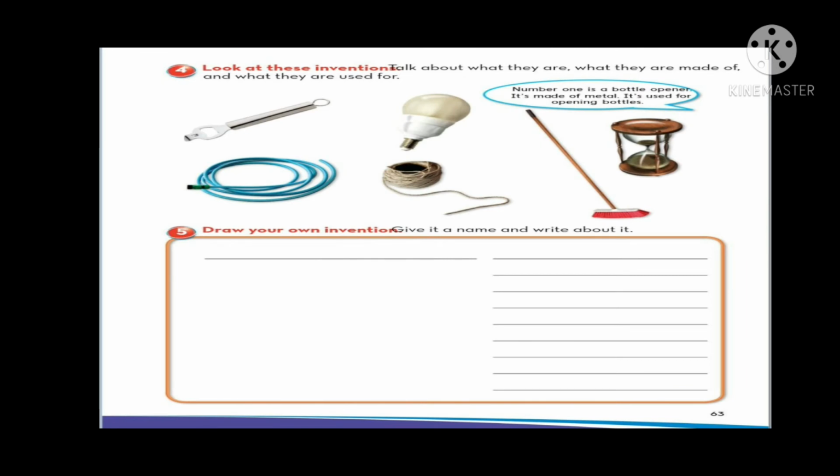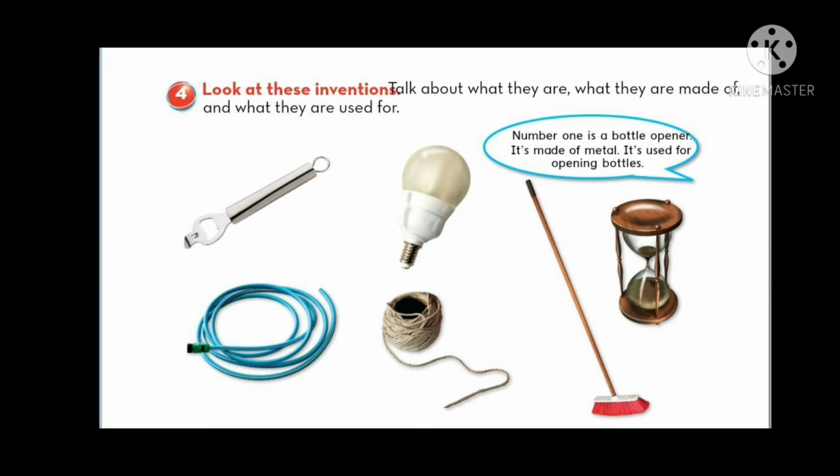Now we will move to page 63, exercise number 4. Look at these inventions. Talk about what they are made of, and what they are used for. Look at the example. Number 1, which is this picture, is a bottle opener. It is made of metal. شوفوا لما سألنا عن الماتيريال أو حكينا عن الماتيريال استخدمنا الباسف بحالة present. So it is made of metal. It is used for opening bottles. Okay.